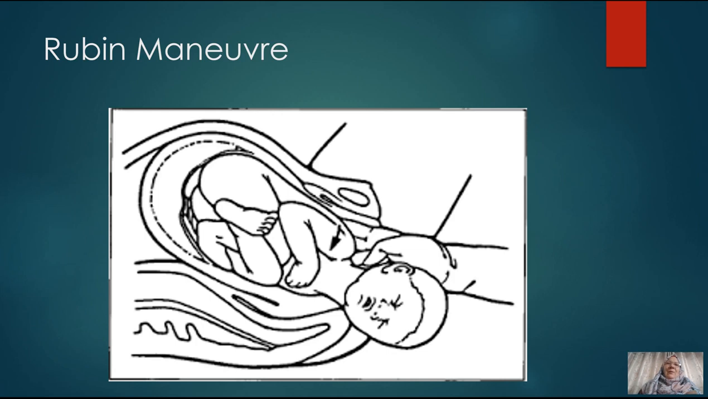So this is the Rubin maneuver. You can see here how the hand, once you cannot actually reach this, you have to always enter the vagina from the back, from the posterior fourchette, then work your way up and find the anterior shoulder and press it down so that it can adduct and slip down past the symphysis pubis, and you can see that this will require a lot of pressure and force from you.